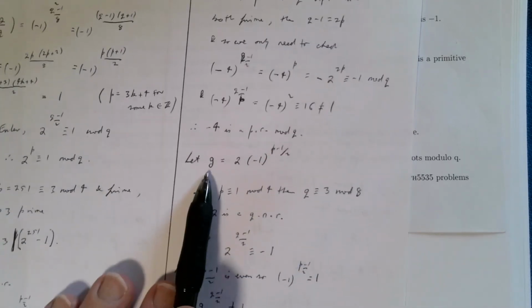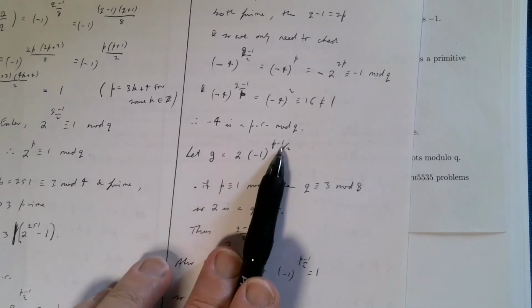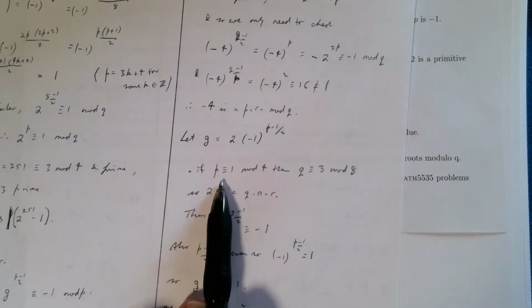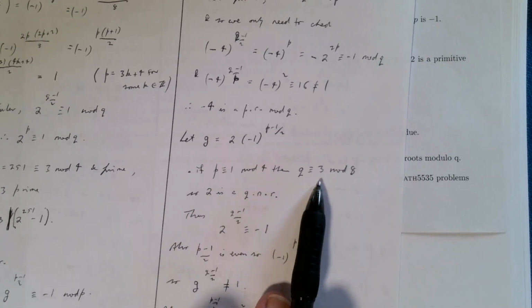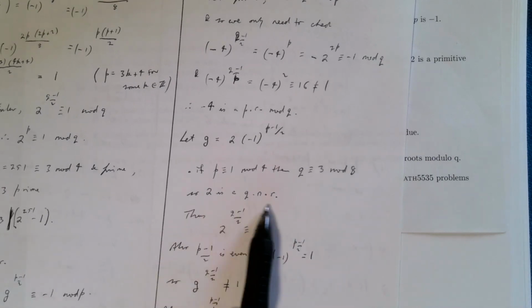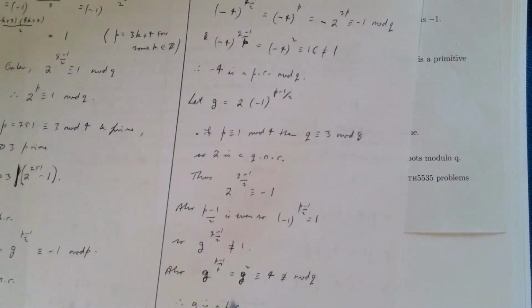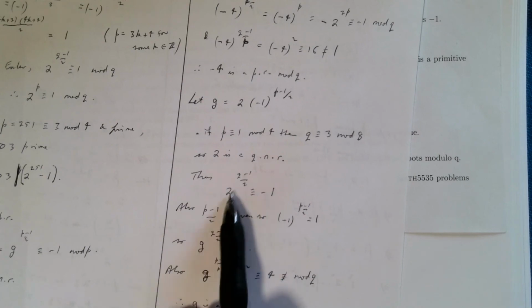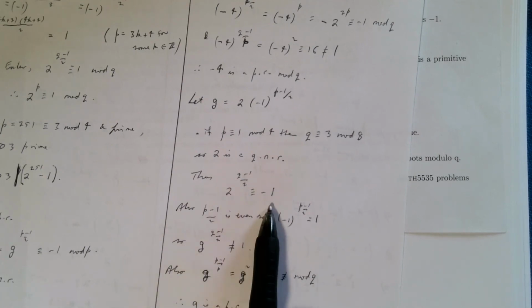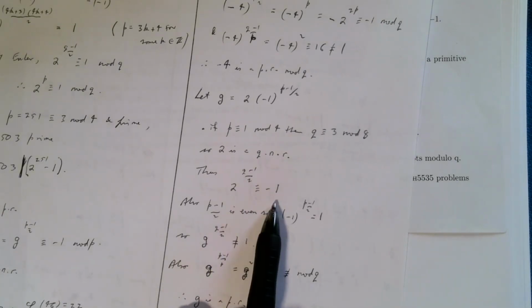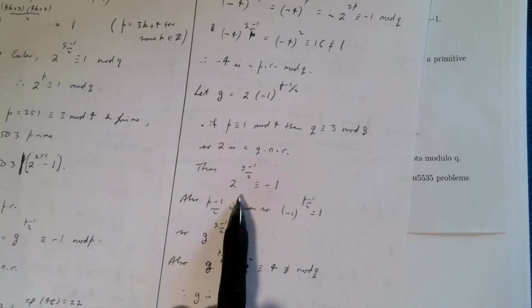Now for the second one, we take g to be 2 times minus 1 to the (p minus 1) over 2. Now you've got some cases here. If p is a 1 mod 4 prime, then that means my q is 3 mod 8, because q is 2p plus 1. And we've seen before that 2 is a quadratic non-residue for the 3 mod 8 primes. And by Euler, we can then write 2 to the (q minus 1) over 2 is minus 1. So in that case, our g is a primitive root.